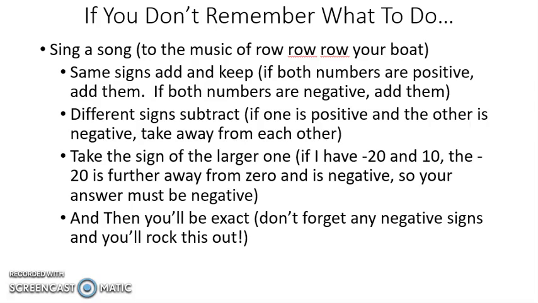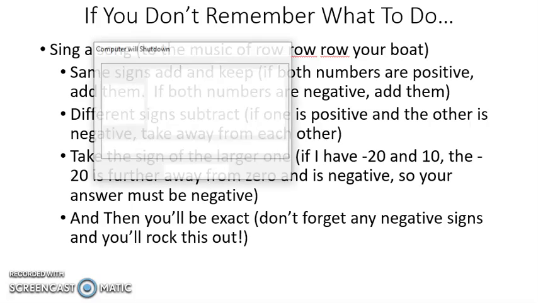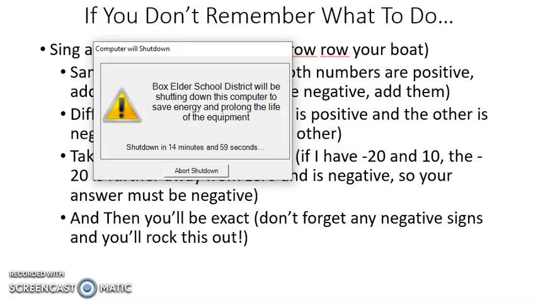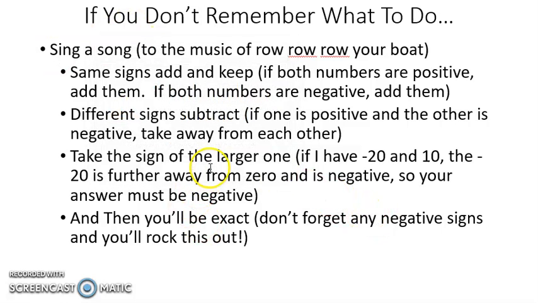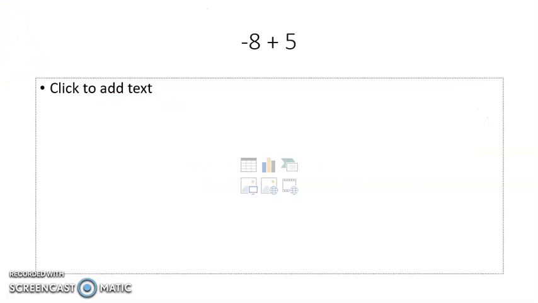So let's do some practice. Again, you're going to be working on the back of your bell worksheet. I'm going to ask the sub to pause after the problem comes up, give you a chance to try it, and then check it. So the first problem is negative 8 plus 5.